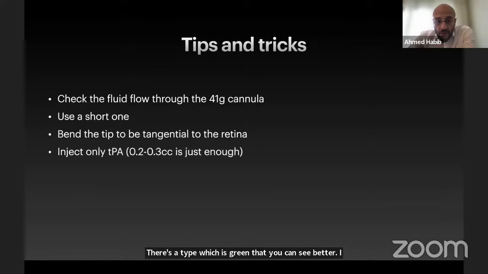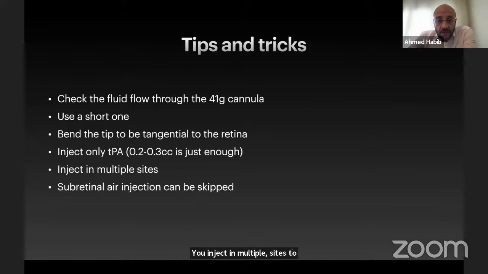I inject only TPA. I used to inject saline, but I know now it's not necessary, because 0.2 to 0.3 cc's is just enough. You inject in multiple sites to get the TPA where you want it to be. Subretinal air injection is a step that can be skipped. And if you fear that it would cause a macular hole, don't do it.